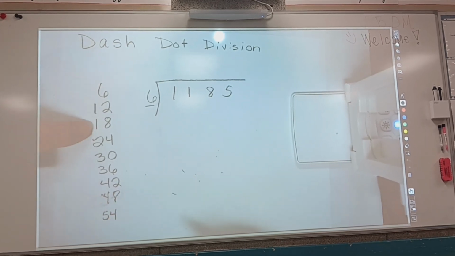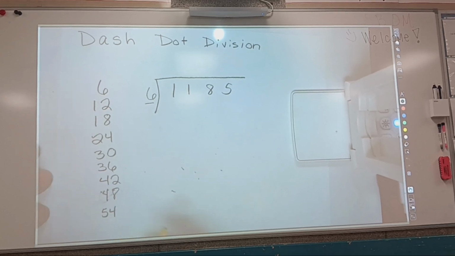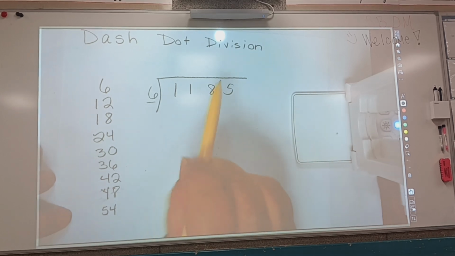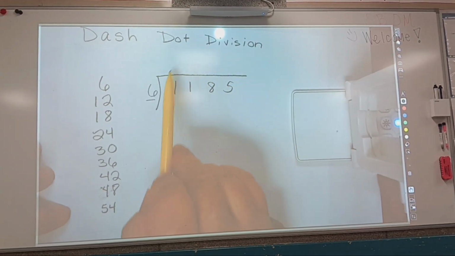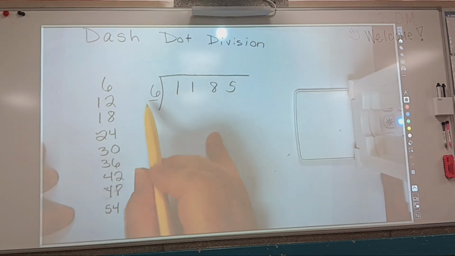Times 1, 2, 3, 4, 5, 6, 7, 8, 9. We only need to go up to times 9 because we will never ever put more than a single digit up in the divisor.